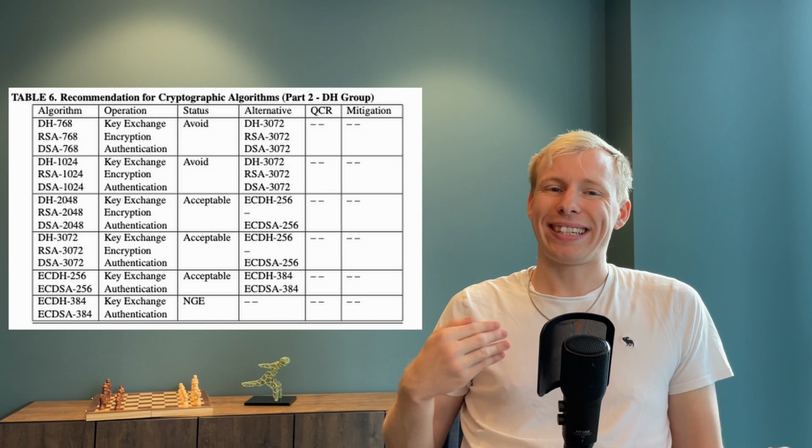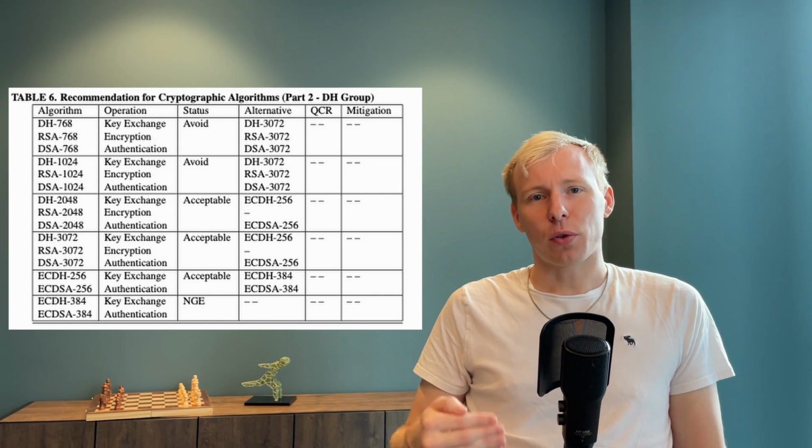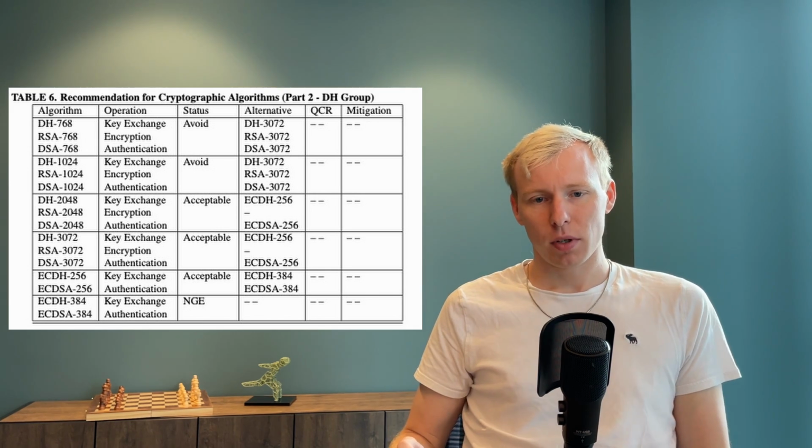Based on the recommendations NIST gave, DH14 is supposed to be acceptable. So Diffie-Hellman group 14 is considered to be acceptable. Everything below 14, especially the very common use of Diffie-Hellman group 5, is not considered secure anymore. So do not use anything below DH14.